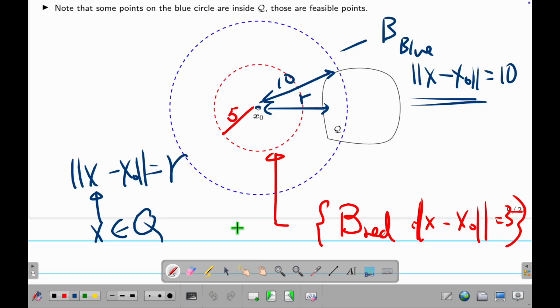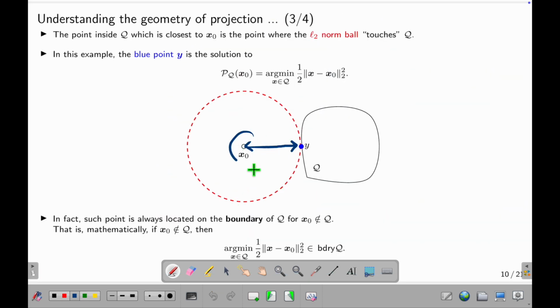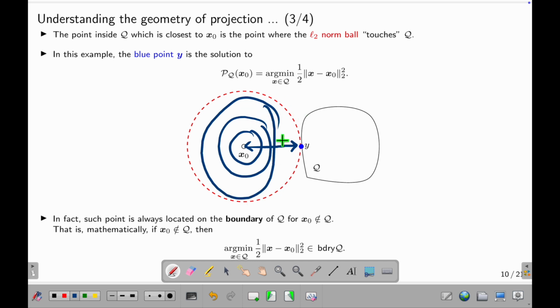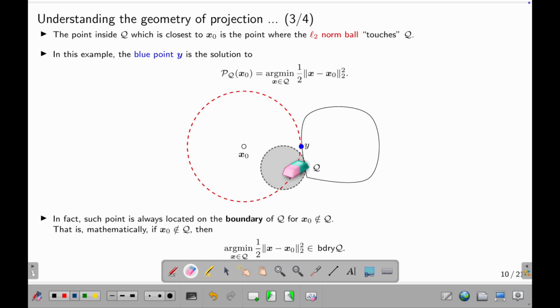So the idea is, you grow a circle, grow a circle, grow a circle, until the circle is as big as it just touches Q. Then this point is the solution of the projection. This is the idea of projecting onto a convex set. And you can prove this is always on the boundary.